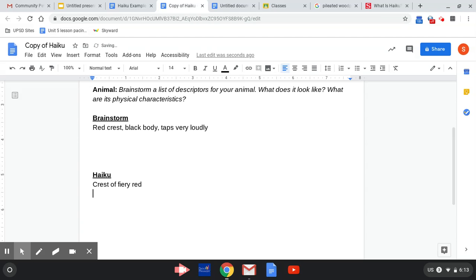And what are they doing when they're tapping very loudly? Well, they're looking for food. They're looking for bugs. So I'm going to say the quest, 1, 2, for bugs. That's 4 syllables. The quest for bugs continues. 7 syllables. I wonder if someone could figure it out from here.